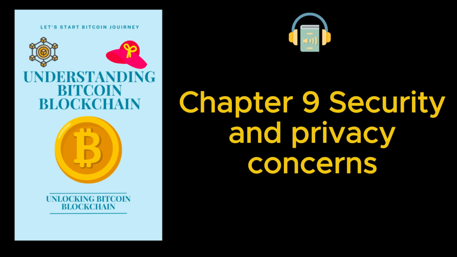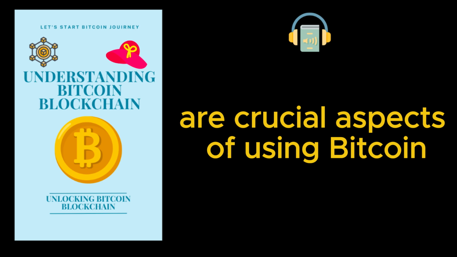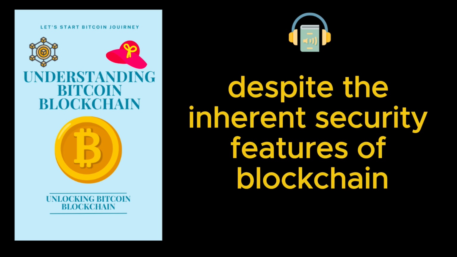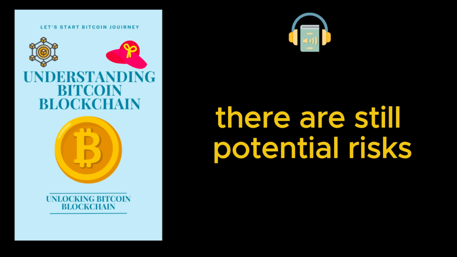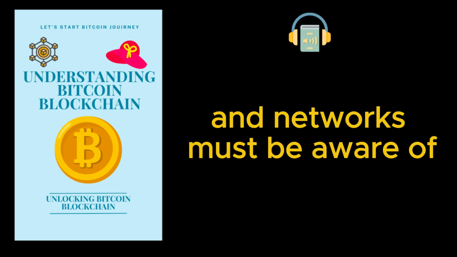Chapter 9: Security and Privacy Concerns. Security and privacy are crucial aspects of using Bitcoin and blockchain technology safely and effectively. Despite the inherent security features of blockchain, such as immutability and decentralization, there are still potential risks and vulnerabilities that users and networks must be aware of.